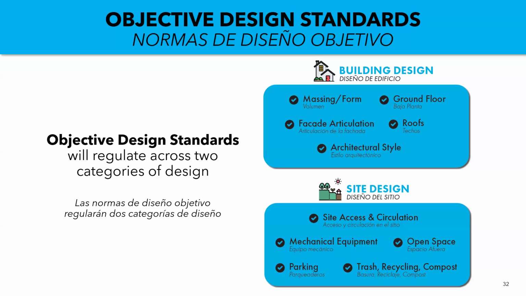Next. The objective design standards will be regulated in two categories: building design and site design. Building design is the shape and the form of the building itself, what happens to the facade in terms of windows and doors, what happens at the ground level, or addressing architectural style, for example. And then site design is considering, how is the site laid out? Where does parking go? What happens to utilities and equipment?